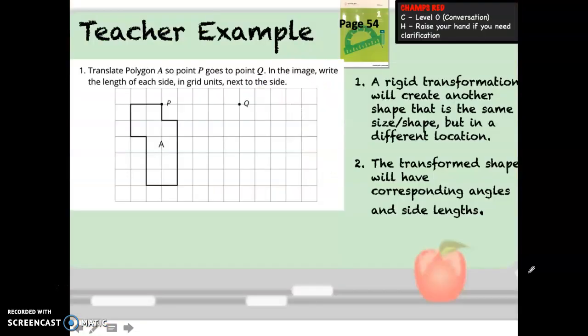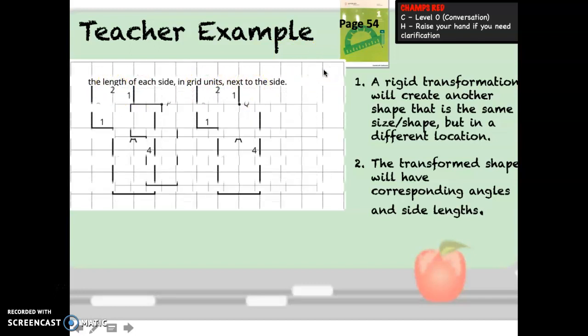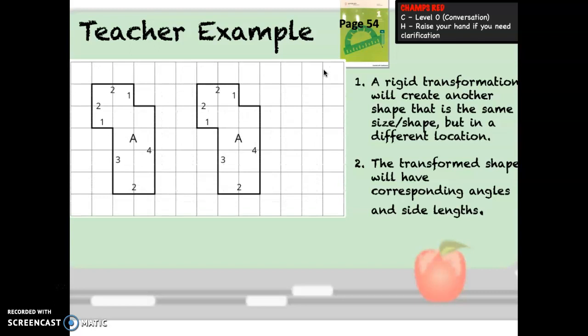This one here you do need to do. So page 54, if you were absent, you need to make sure you follow along. You can use patty paper, or you could just simply count and pay attention to, if you move this over, like it says polygon A to polygon P, write the lengths of each side. So we want to slide it, and it will eventually move there.